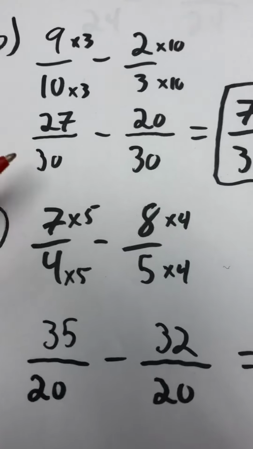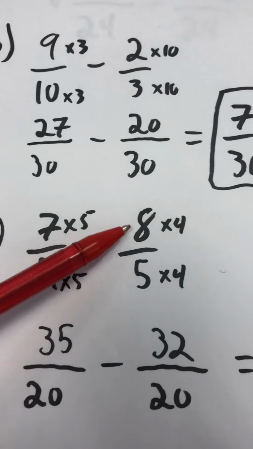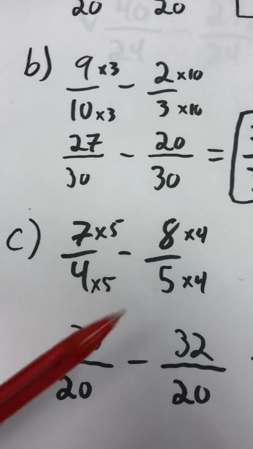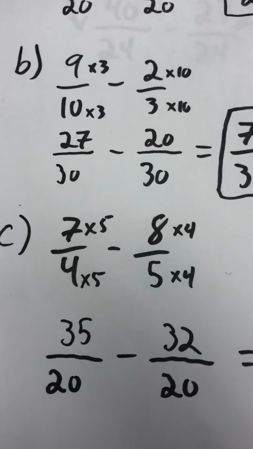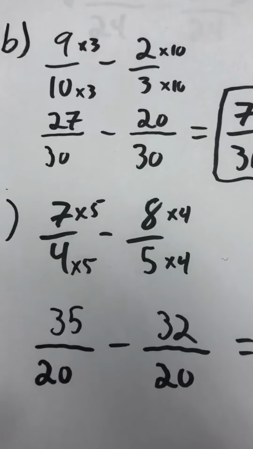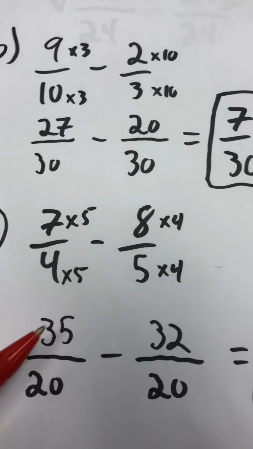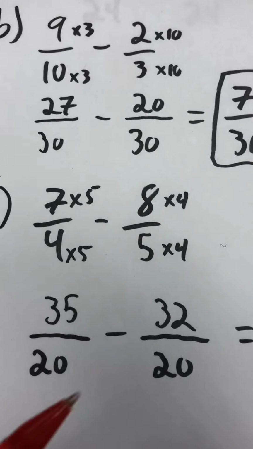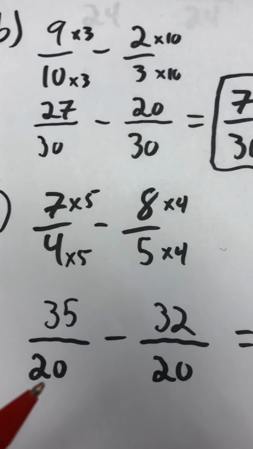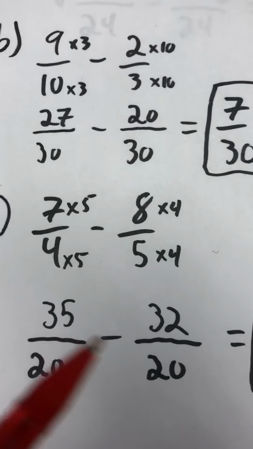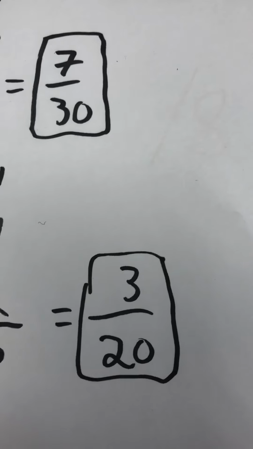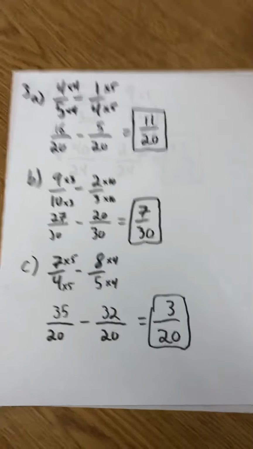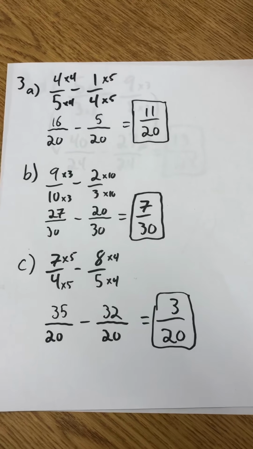C, we have 7 over 4, subtract 8 over 5. So therefore, I'm going to take the 4 times it by 5 to get 20, 5 times 4 to get 20. We knew we could do that because we got the same denominator. Now do the same thing to the top. 7 times 5 is 35. 8 times 4 is 32. 35 over 20, subtract 32 over 20. Slide our denominator over, subtract the numerators. 35 minus 32 is 3 out of 20. And I cannot go any lower than that. So there is what question 3 looks like so far.